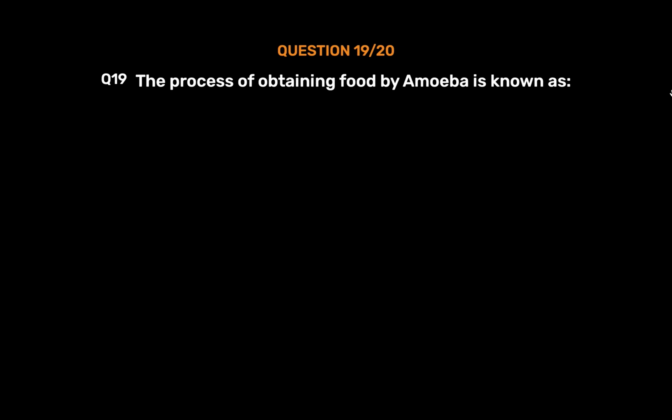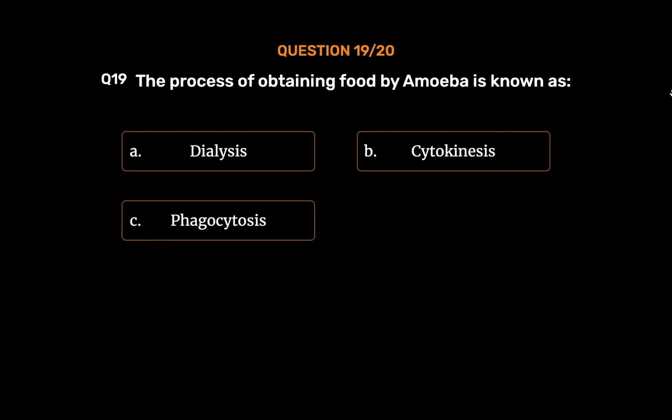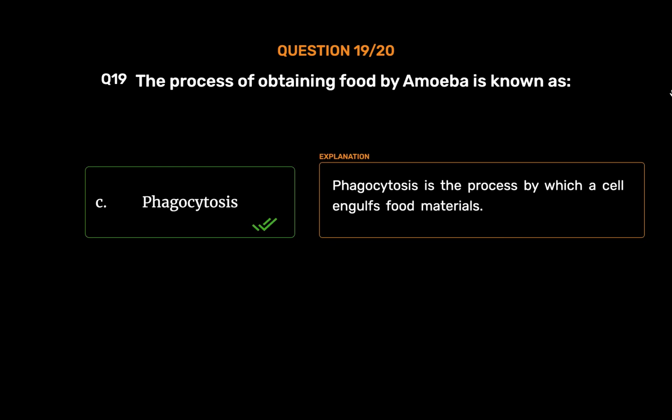Question number 19. The process of obtaining food by amoeba is known as option A. Dialysis. Option B. Cytokinesis. Option C. Phagocytosis. Option D. Amebiosis. The correct answer is option C. Phagocytosis. Phagocytosis is the process by which a cell engulfs food materials.